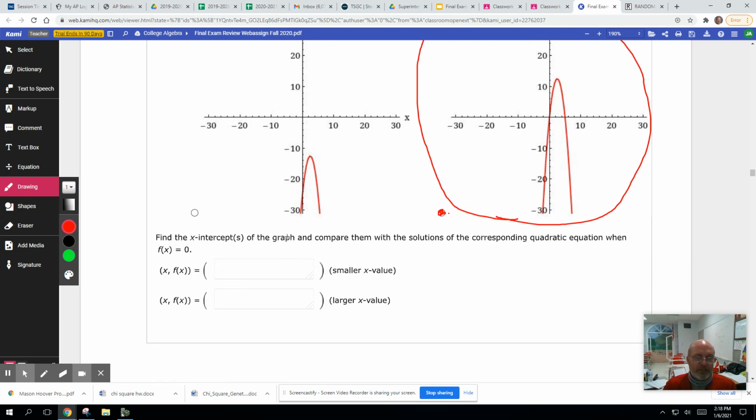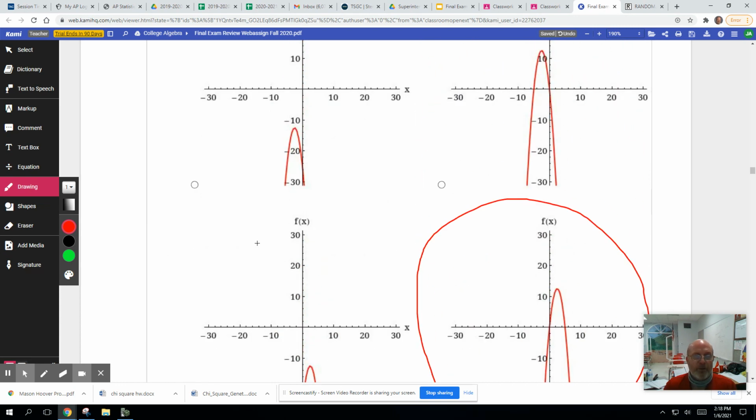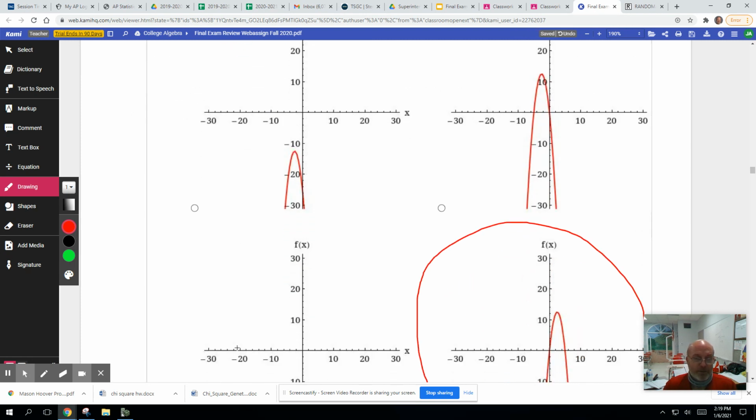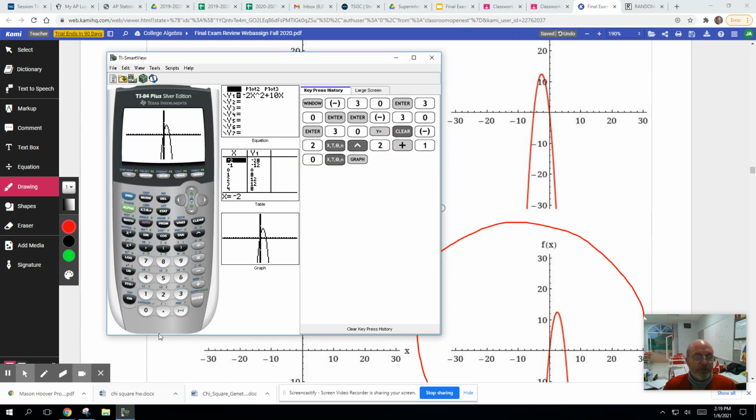Then it asks us to find the x-intercepts of the graph and compare them with the solutions of the corresponding quadratic equation when f of x equals 0. So if we set f of x equal to 0, the x-intercepts are going to be the solutions to that equation. So we're going to go back to our calculator, find the x-intercepts.